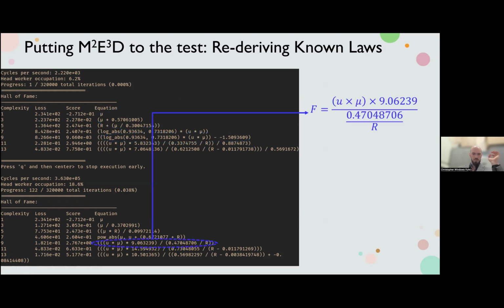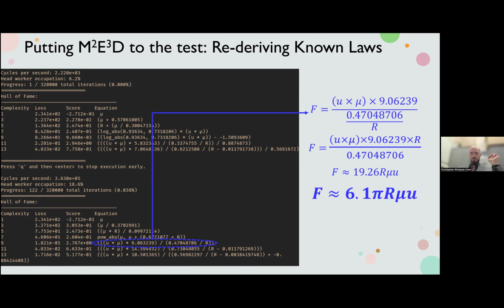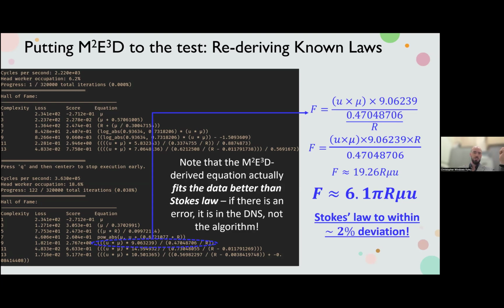So let's take this specific equation here. Obviously it gives it a phenomenally ugly form, but if we take our R up to the top, simplify the numbers down, what we get is something like this, which is approximately 6 pi R mu u, which is, to within a 2% deviation, we've just rediscovered Stokes's law. But completely by itself, we literally just fed it 32 data sets, said go, and it rediscovers Stokes' law for us, which I think is fantastic.